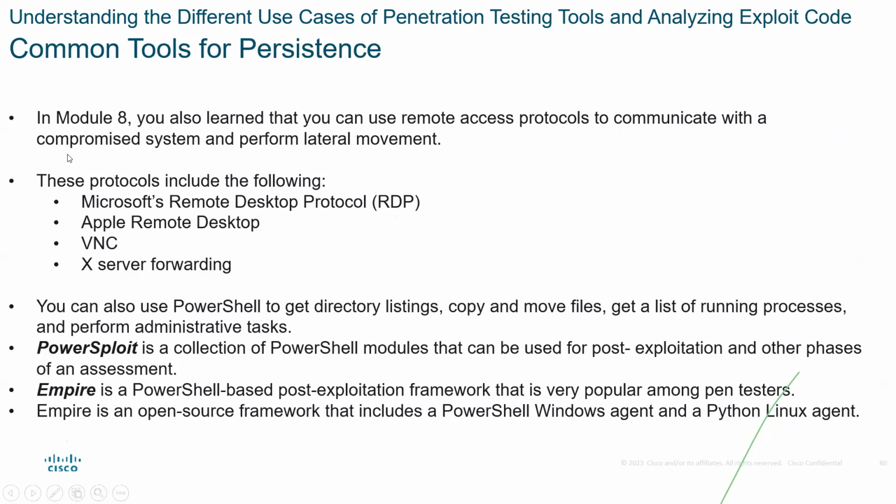So in module 8, we talked about remote desktop, right? A remote access protocol to communicate with compromised systems and perform lateral movement. Remember, we talked about all of those. These are some of the tools that can be used: X-Server forwarding, VNC, Apple Remote Desktop, and the Microsoft Remote Desktop Protocol. Okay, so those are our tools for persistence.